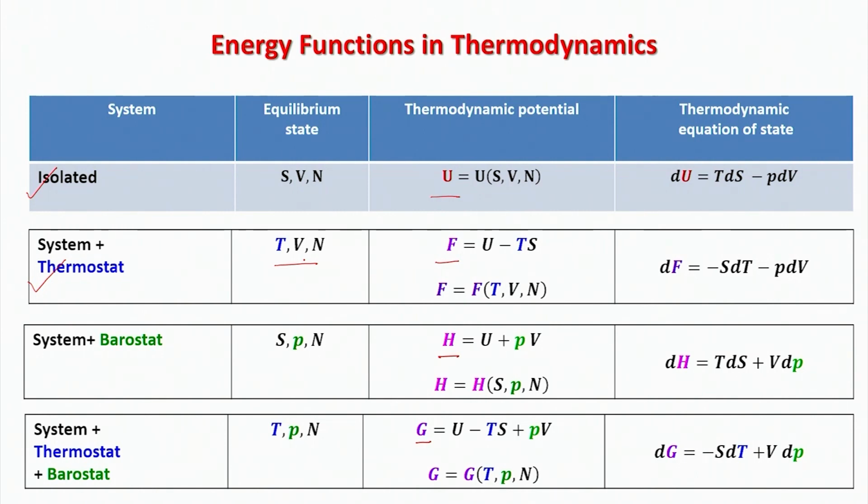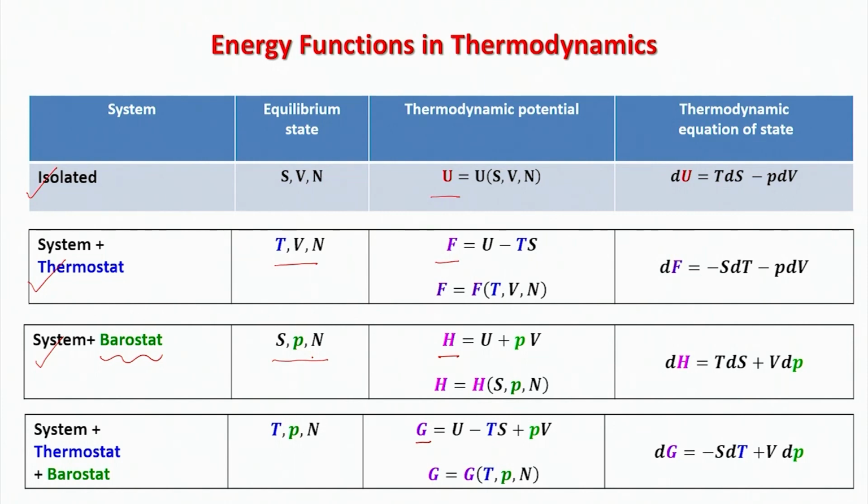three variables. Or if it so happens that you have a system which is otherwise isolated, but one of its walls, in spite of being adiabatic and impermeable, is movable and is connected to a barostat. So in that case, the system will be at equilibrium with a pressure reservoir or a barostat, and its equilibrium state will be defined by specifying the value of entropy, pressure, and the number of particles.